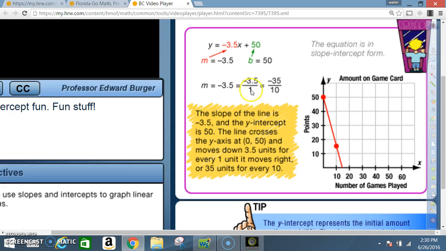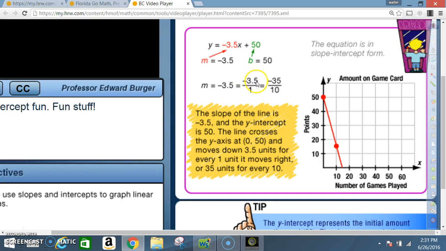Now I want to graph this, but currently it would be kind of hard or almost impossible to graph 3.5 every time. That means for each time I go 3.5, I got to go 1. So we got to represent it in a way that's a little easier. So why don't we do this?